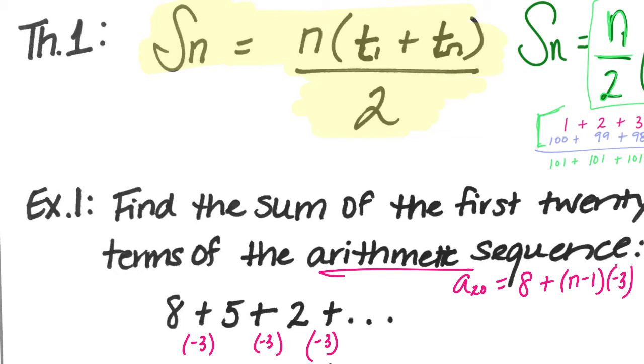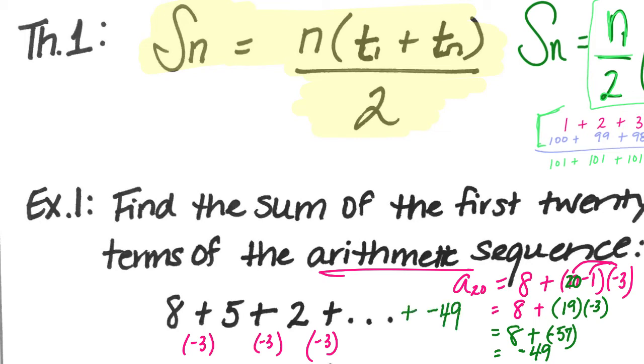Once I figure this out, I can just go ahead and distribute. So I have 8 plus, hey, remember we need that 20th term. So I'm going to put 20 in right here for n. So that would give me 19 times -3, which ends up being 8 plus 19 times -3 is -57, and I end up getting a -49. So I know the last term here is negative 49.